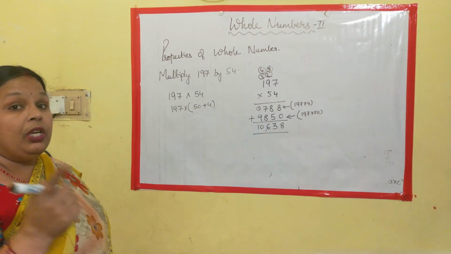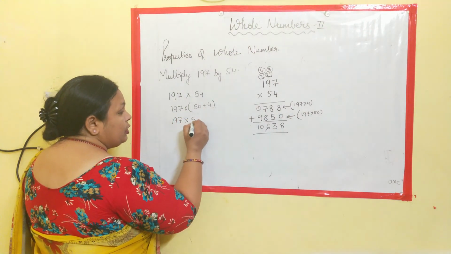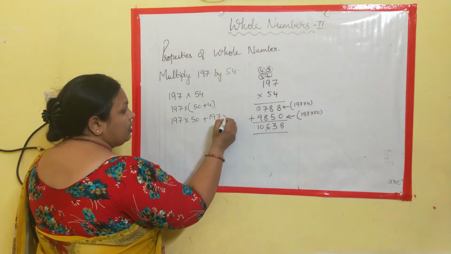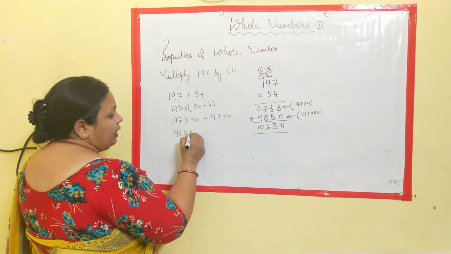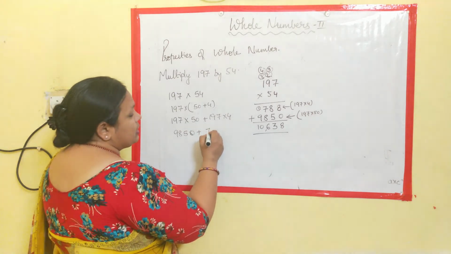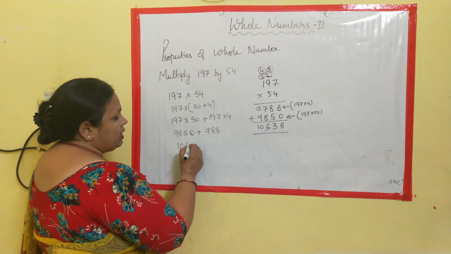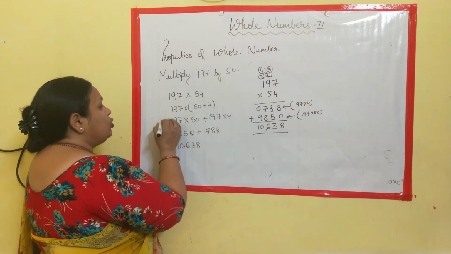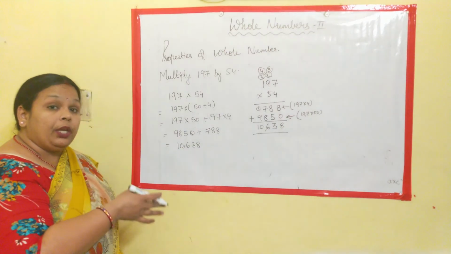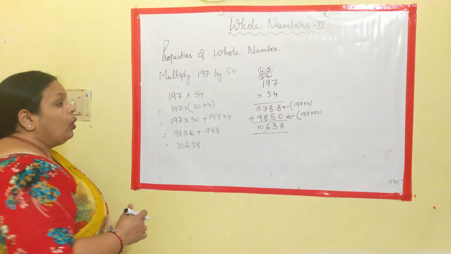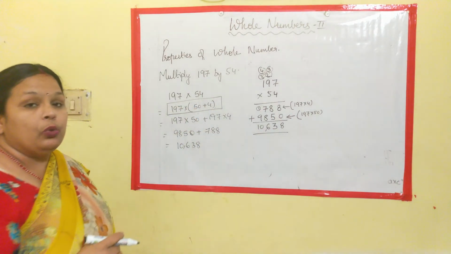Remember, we are using the distributive property of multiplication over addition, that is 197 into 50 plus 197 into 4. Already we did. When we multiply by 50, this is 9850, and by 4 it is 788, and then we are adding these two numbers, getting us 10,638. So if you observe both the methods on the board, you are still doing the same thing. Only the part that changed is this one.